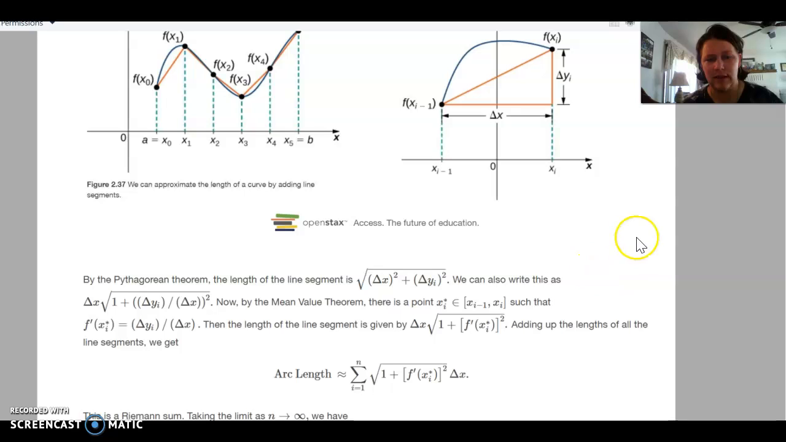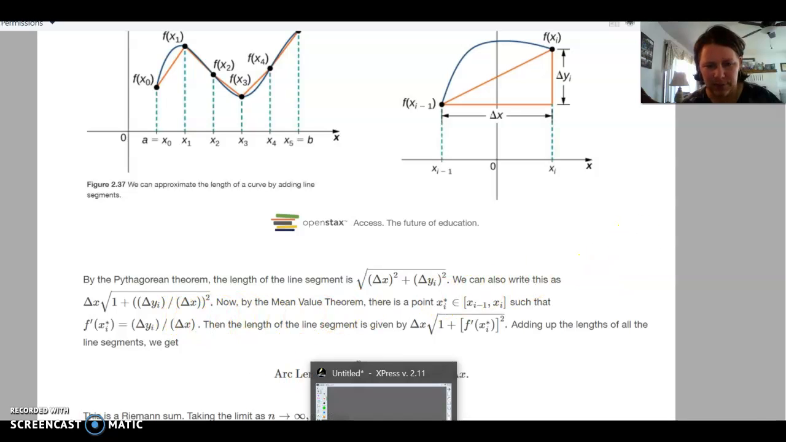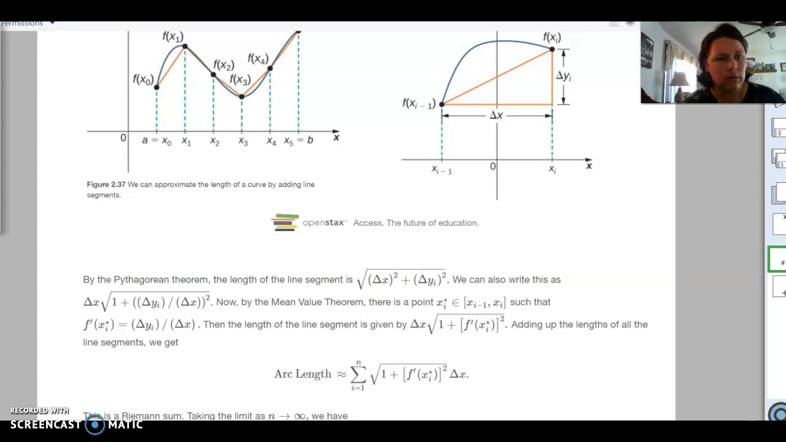Then we can also write this as, I'm going to show you the intermediate step that they kind of left out there. The step they left out is here. We could simplify that a little bit if we took the square root of delta x squared plus delta y sub i squared.